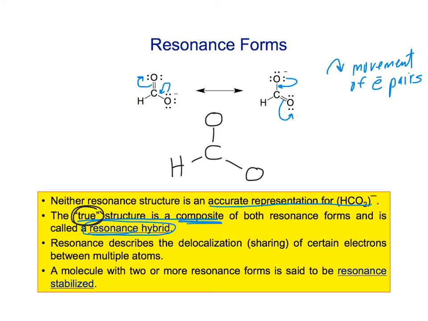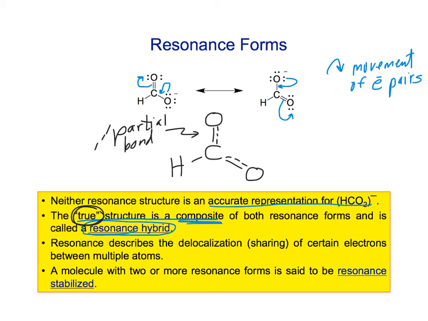All right, so in the left structure, the bond between the carbon and the upper oxygen is a double bond, and over on the right side it's a single bond. So what we do is we draw the second bond as a dashed line. And so this refers to that dashed one is a partial bond. Okay, and the bottom one would be a partial bond as well.